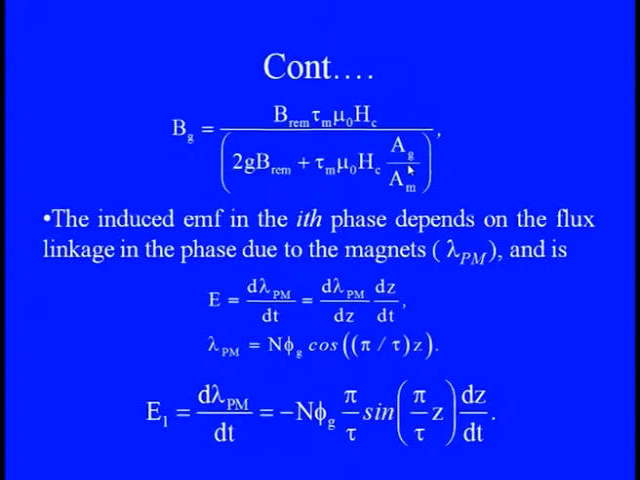We can get the EMF at the ith element, which is equal to dλPm/dt. Differentiating the λPm which we showed in the previous part, this is equal to minus N φz π/τ sin(π/τ z) dz/dt. So, the electromagnetic forces are being generated when there is a conversion of the kinetic energy into electric energy, due to the movement.